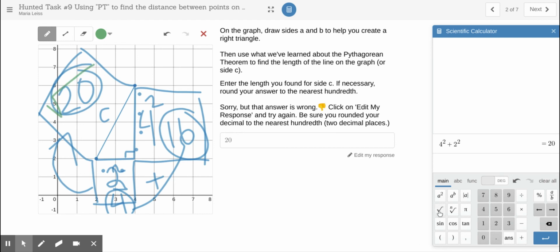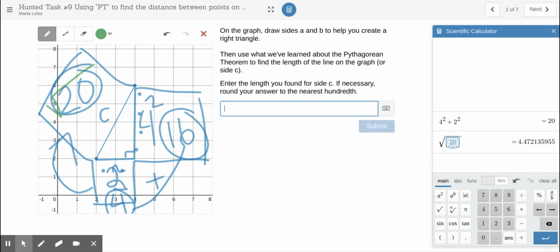So here's what I can do. Here's another super secret shortcut. I can hit square root, and you can either manually type in the number 20, or I can hit answer, and it's automatically going to put that 20 in there. Now, here is my decimal, 4.472135955. And I hit submit.